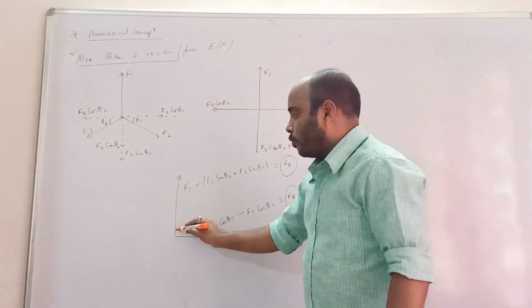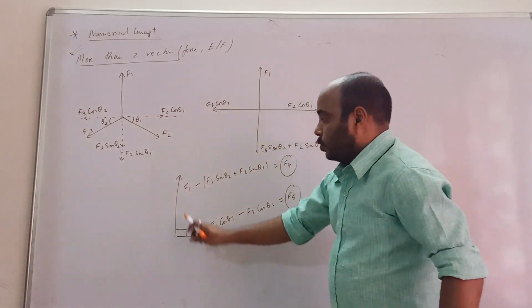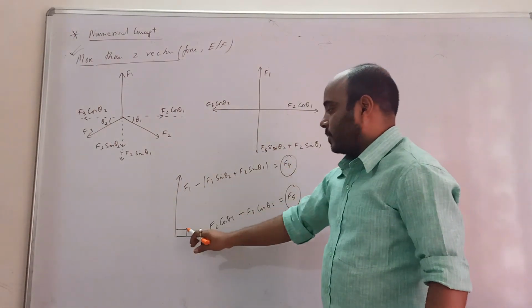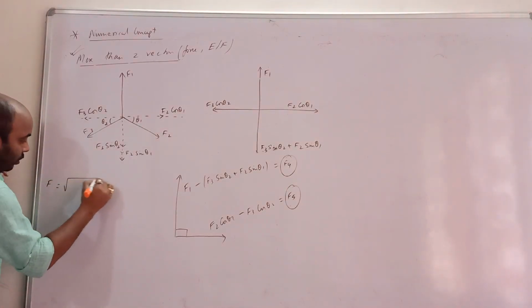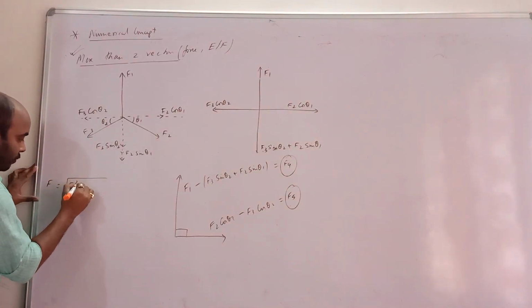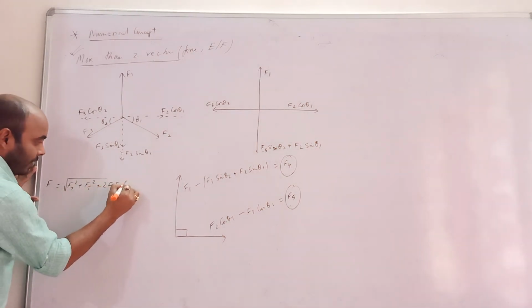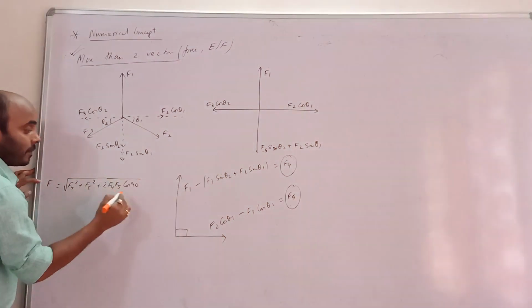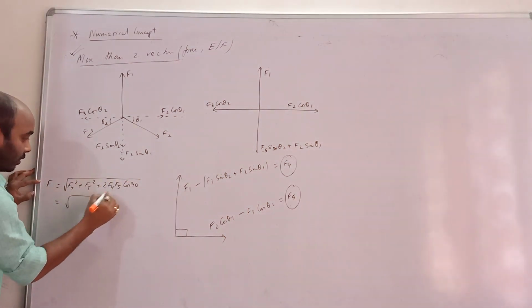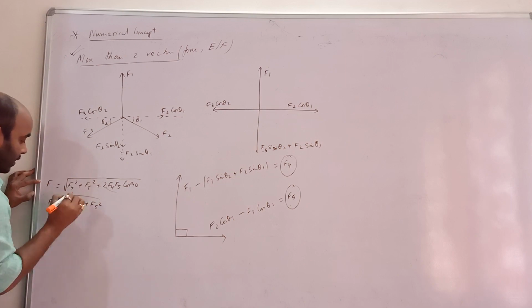Now we have a two force case, two vector case. Two vectors F4, F5 making some angle 90. So how to find this? What is the net force now? Under root F4 square plus F5 square plus 2 F4 F5 cos 90, because the angle is 90 between these two. So this becomes 0, since cos 90 is 0. So we are left with F4 square plus F5 square.